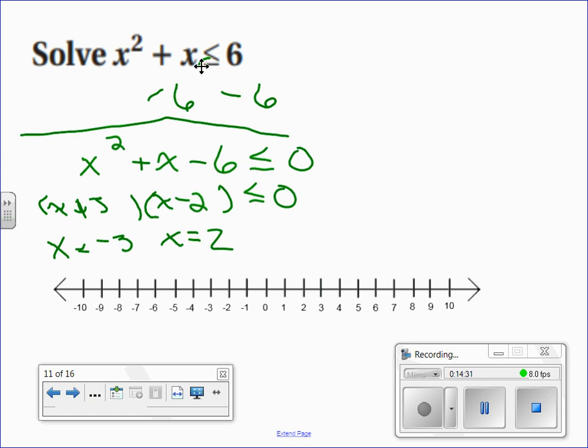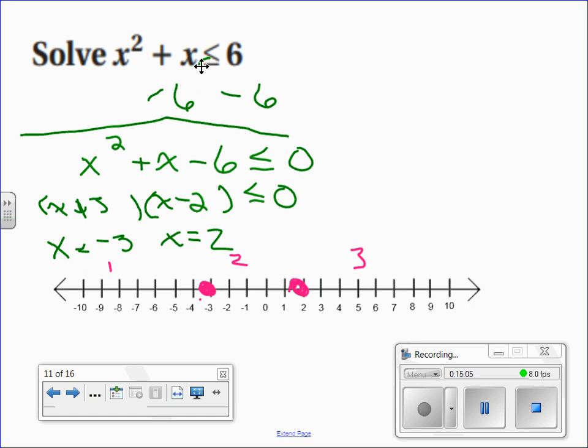So when I go there, since I have a less than or equal to sign, I'm going to be making solid dots. So we have a solid dot at negative 3, and we have a solid dot up at 2. We need to test somebody in each of the zones. So zone 1 would be down here, zone 2 would be in between here, and zone 3 would be up at the top. If you guys want to test first. And I would do my test back into the original equation.